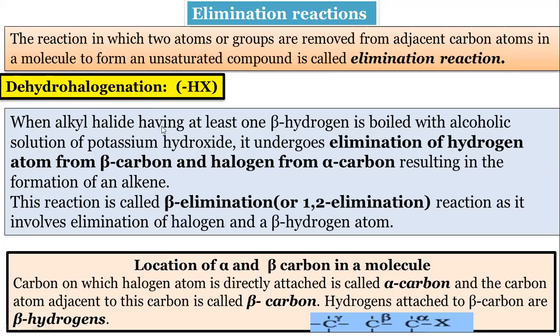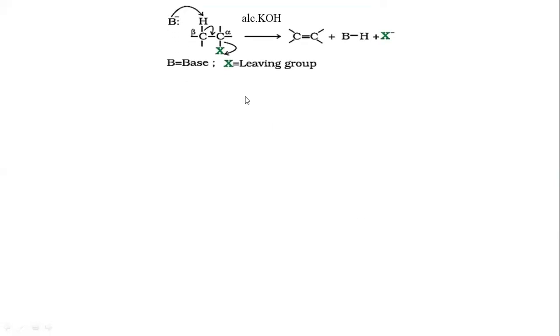Ten minutes remaining, we will continue. When an alkyl halide having at least one beta hydrogen, remember this, is boiled with alcoholic KOH solution, elimination takes place. Directly I will take one example, then it is very easy to understand. See this mechanism I have shown.